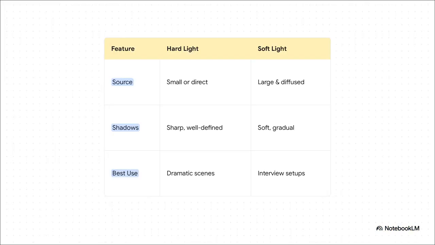Let's talk lighting. A fundamental concept you need to know is the difference between hard and soft light. And it really all comes down to the shadows. Hard light from a small, direct source gives you those sharp, dramatic, high-contrast shadows. Soft light from a big, diffused source is much more flattering. It kind of wraps around your subject. Perfect for interviews where you want someone to look their best.